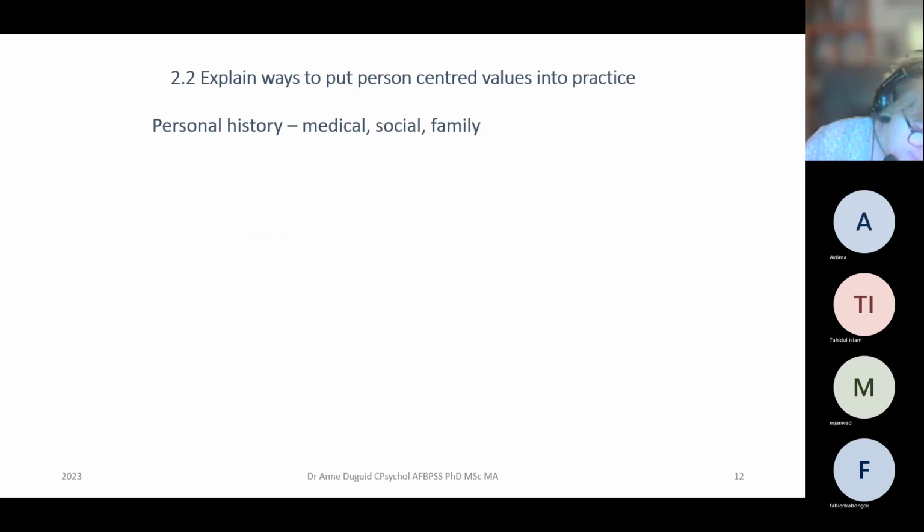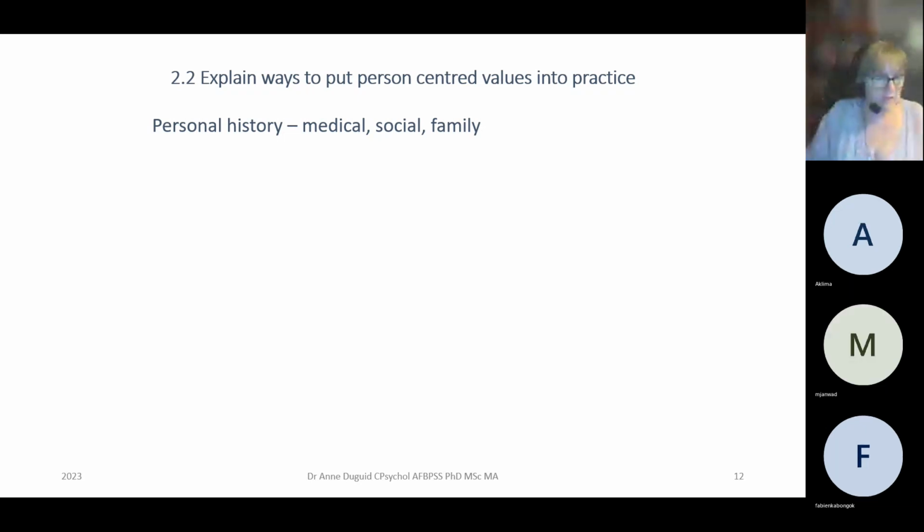So how do we get there? Well, we've got to take a personal history. So we need to know now what's going on with this person. We have to have some sort of sense of who they are. Now, depending on the capacity of the individual, they can either tell you themselves, or we might have to do a bit of digging. So you may be having to go through medical notes.